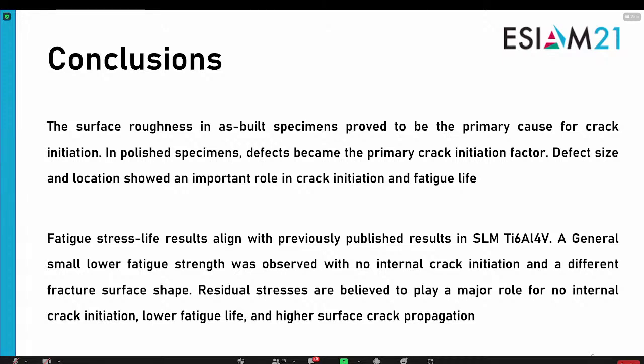When comparing it to different researchers on the same material, we do have a slightly lower fatigue strength, since we did not apply any heat treatment, no internal crack initiation, and a different fatigue fracture surface shape that we have associated with residual stresses present in the specimens when manufactured by SLM. So that is the gist of our work.